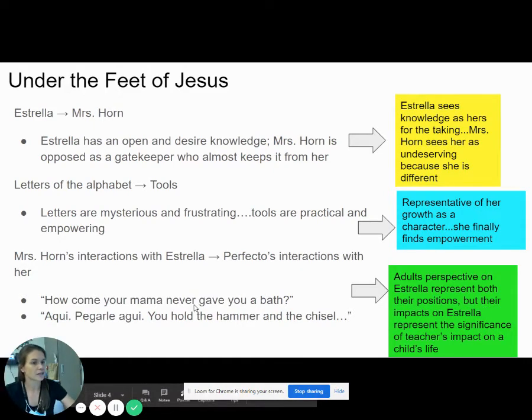But anyway, the significance of this one is that the adult's perspective on Estrella represent their positions of power, but their impacts on Estrella also represent the significance of a teacher's impact on a child's life. So taking some of those contrasts and explaining why they're important.